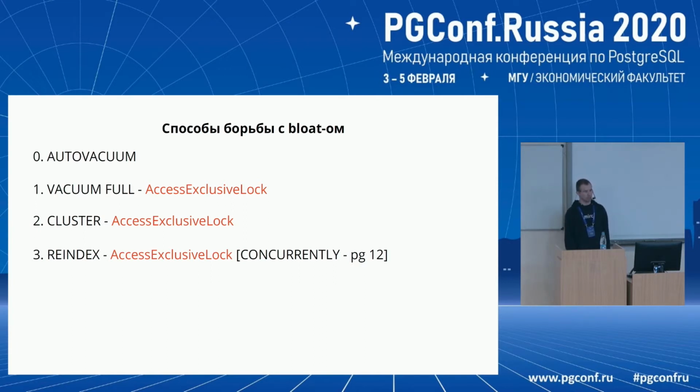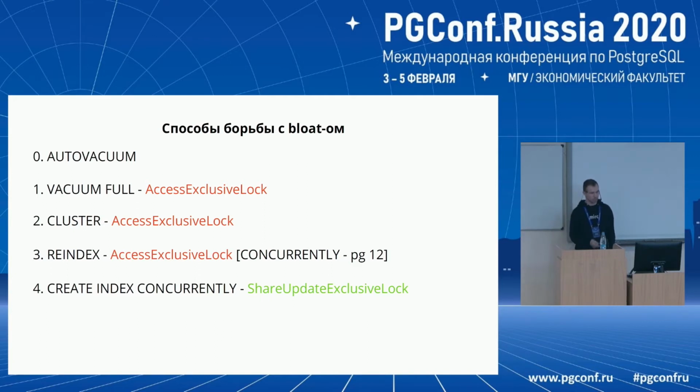If you have an older version of Postgres, you can emulate reindex with create index concurrently. It appeared a long time ago, and you can create an index without an exclusive lock. Then you can replace the old index with the new one, and then just delete the old index. And this is the only tool that allows you to deal with index bloat.